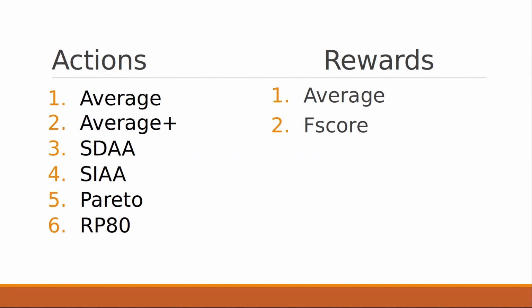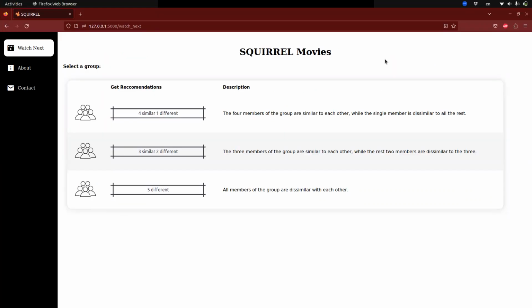To give you a better idea of how the system works in practice, let's take a look at the UI for SQUIRREL movies. SQUIRREL movies is an adaptation of the SQUIRREL framework that provides sequential group recommendations in the movies domain. A conference attendee creates a new user profile and picks a few movies that they like in order to get an estimate of their individual movie preferences.